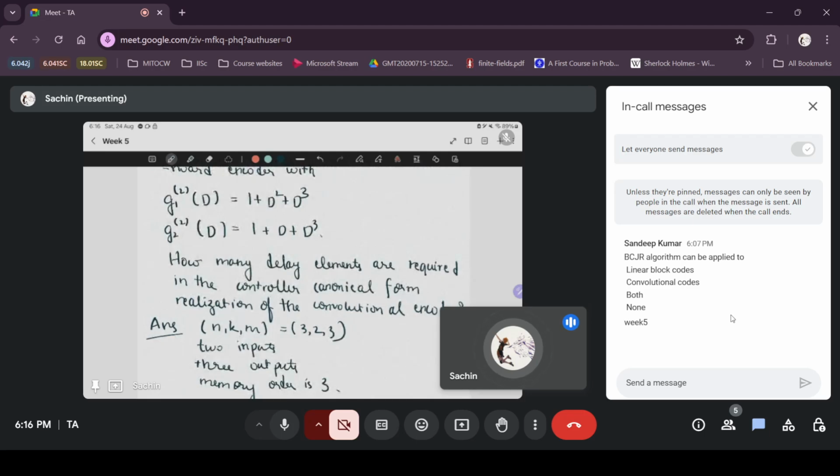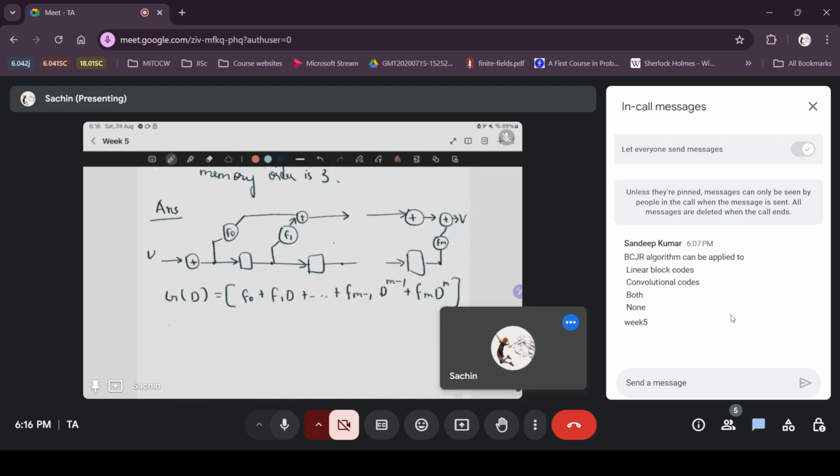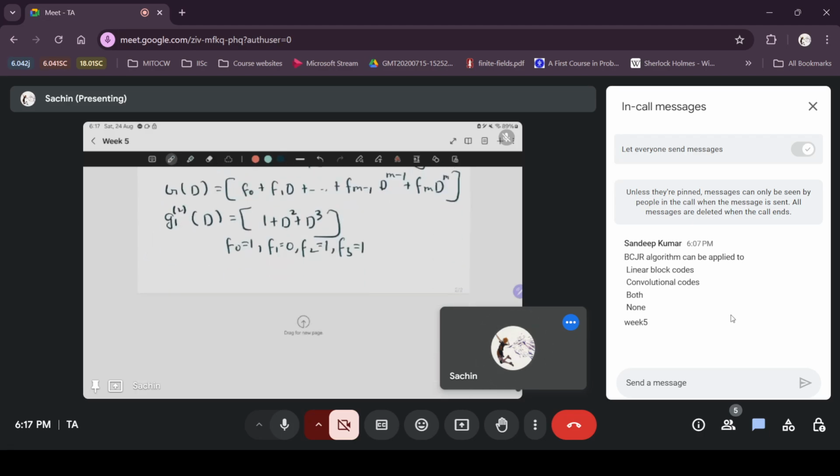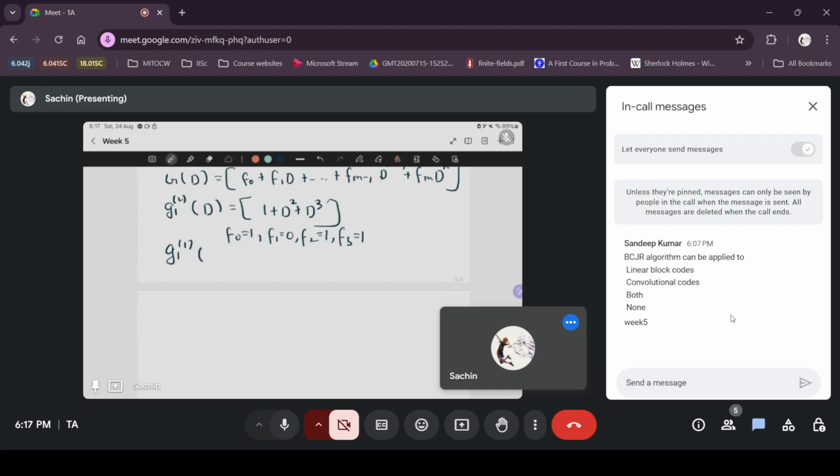If we compare it with what our generators are doing, G12 of D is 1 plus D square plus D cube. So F0 is 1, F1 is 0, F2 is 1, and F3 is 1, and m is only 3 here, so it goes up to F3. Similarly, for G11 of D, you have 1 plus D plus D cube. So F0 is 1, F1 is 1, F2 is 0, and F3 is 1.